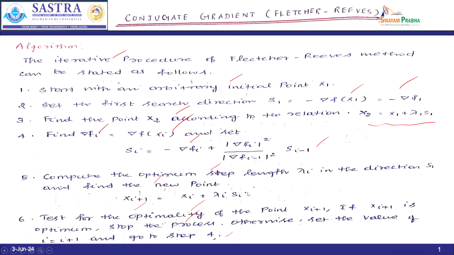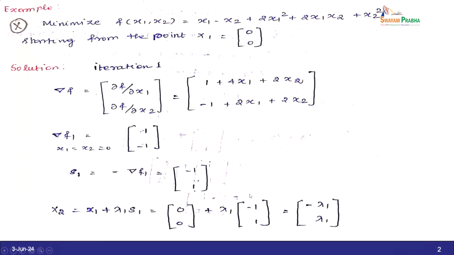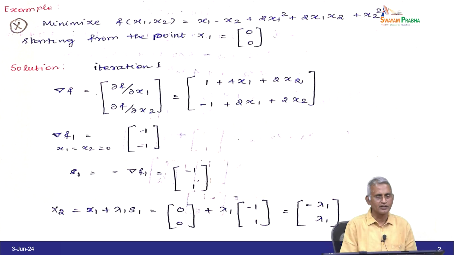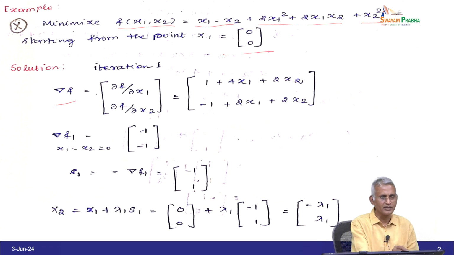So, this is up to the 6th step. Followed by that, an example. Let us start with the function f of x1 comma x2 equal to x1 minus x2 plus 2 x1 squared plus 2 x1 x2 plus x2 squared. Now, the initial point is also given, the point is x1 equal to 0 0. Now, what you have to do? You have to find first del f.